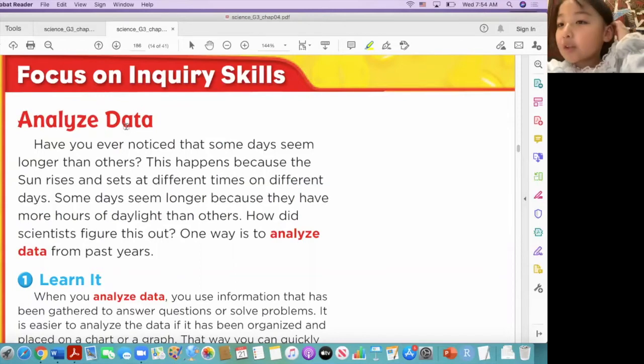In summer, the days are longer and the nights are shorter. And in winter, the days are short and the nights are very long.